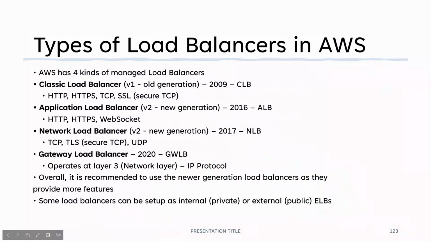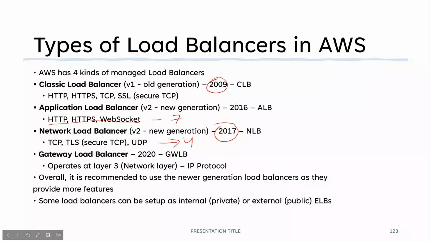Now types of load balancers, there are 4 kinds of managed load balancers. One is classic load balancer, and this is the old generation load balancer. Okay, and it was launched in 2009. Then we have the application load balancer, which is the newer generation load balancer, and it works on HTTP, HTTPS and WebSocket, which are basically layer 7, that is application layer protocols, right? Then we have network load balancer, which was launched in 2017, and it works on layer 4, which is basically the transport layer, and TCP, TLS and UDP are all transport layer protocols, right?